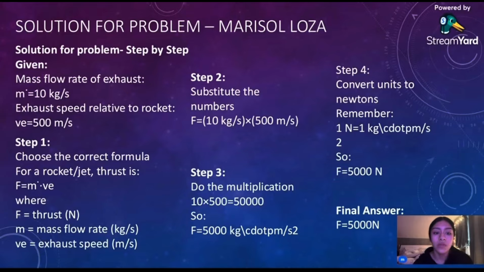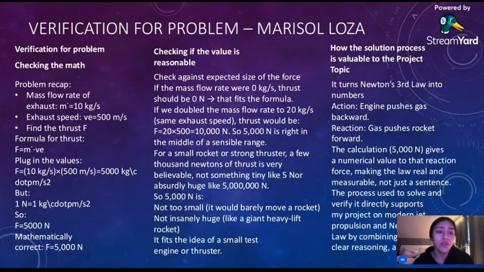Step 2. Substitute the numbers. F equals 10 kilograms per second times 500 meters per second. Step 3. Do the multiplication. 10 times 500 equals 5,000, so F is equal to 5,000. Step 4. Convert units to newtons. Remember, 1 N is equal to 1 kilogram meter per second squared, so F equals 5,000 newtons. Final answer, 5,000 newtons.